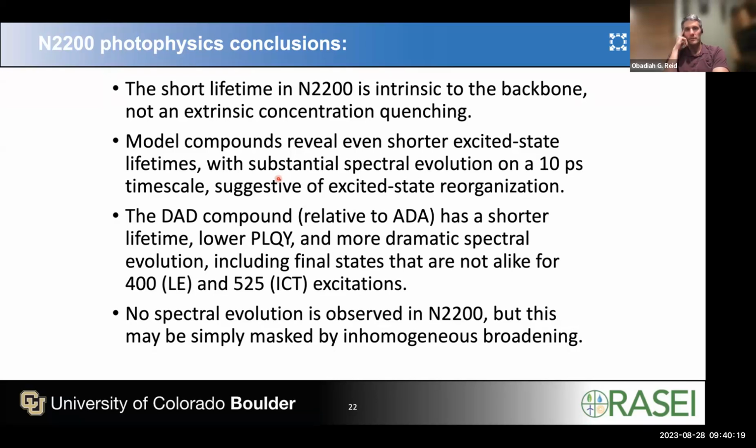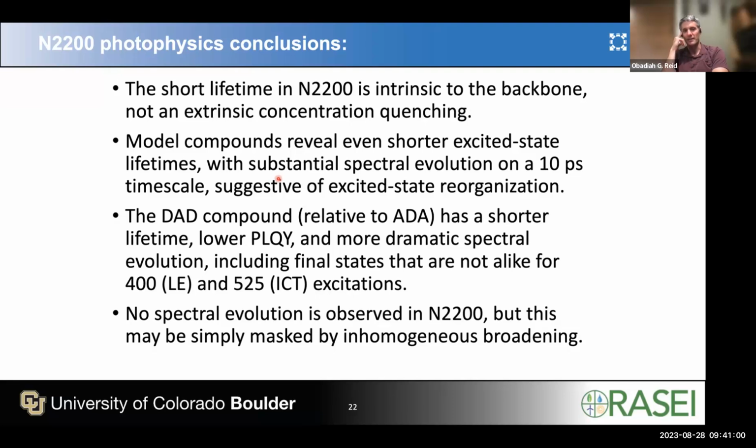I'm tempted to conclude that the nature of that relaxation just has to do with essentially structural fluctuations in the molecule that lead to those changes in the excited state spectra and mediate fast recombination back to the ground state. And that perhaps the only reason we don't see them in the N2200 polymer is that it's just a broader spectrum with a lot of inhomogeneous variations that mask any such variations.